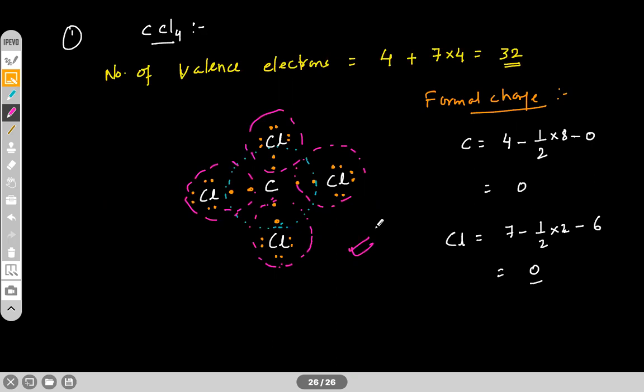Remember, if you have placed everything, and you do not calculate the formal charge, then the entire thing will be wrong. Without formal charge, nothing is correct. Did you understand this?